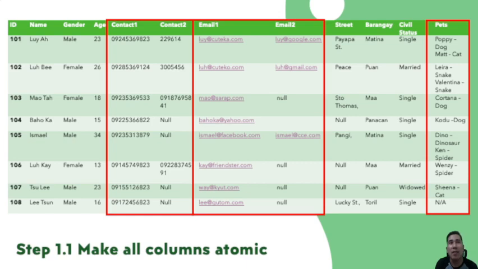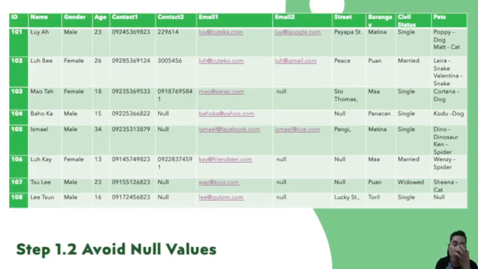Or probably if a person has 4 contacts, you will add contact 1, 2, and another 2 fields, which are contact 3 and contact 4. And that is not a good idea, as it is actually going to create more null values. As suggested in 1.2 of first normal form, we'll have to avoid null values. And every time we create additional fields for contacts or for email, it will just create null values.